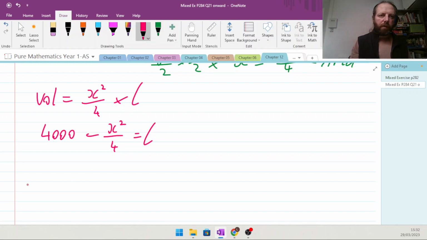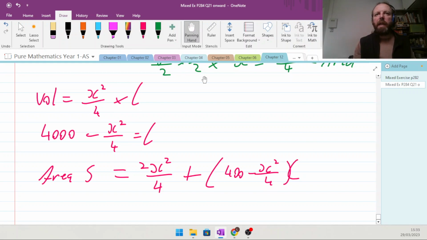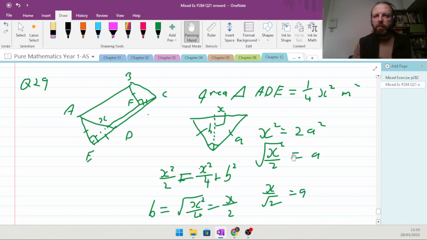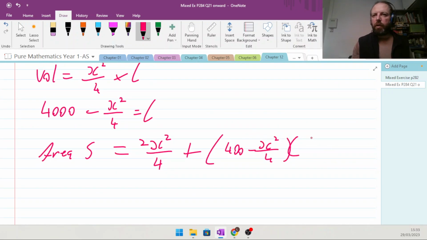We can then work out the area of the trough. S of the trough is going to be two of those triangles, so x squared over 4 with the 2 in there, plus the length, which we've just realised is 4,000 divided by x squared over 4, multiplied by the length of A, which we had down as x over root 2. And there's 2 of those.